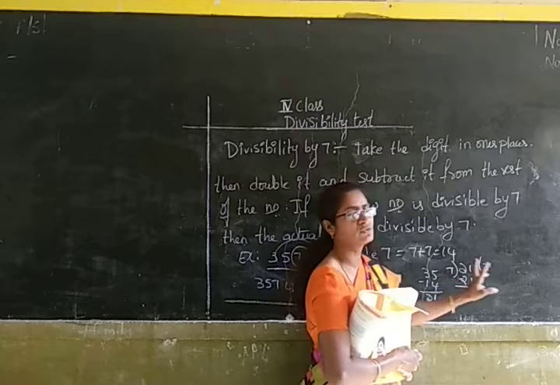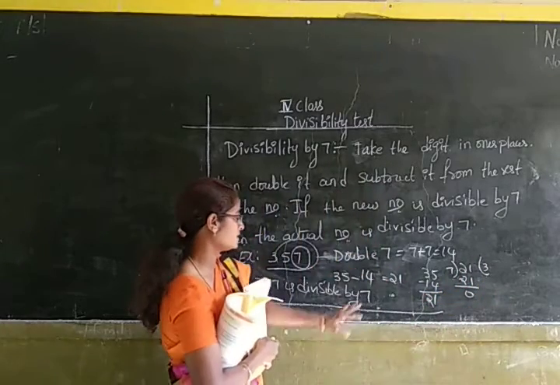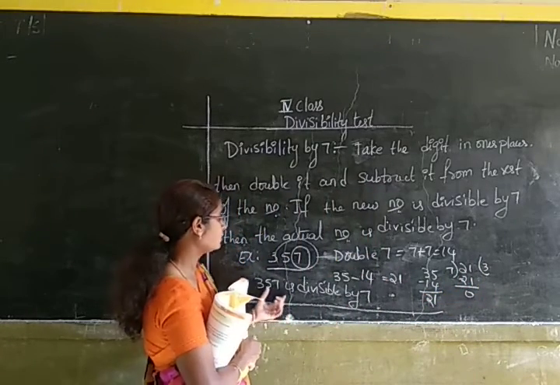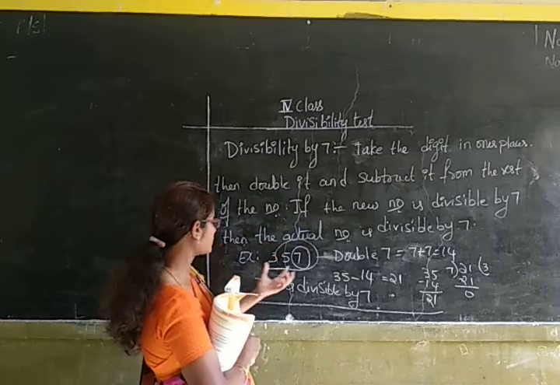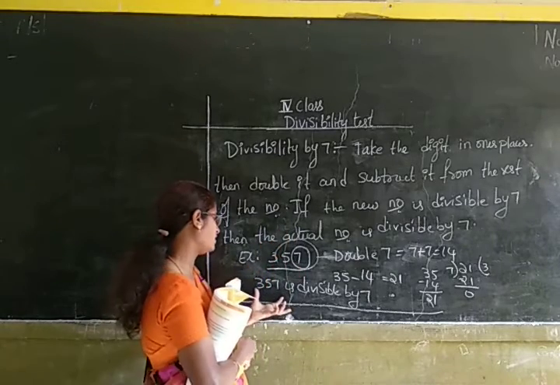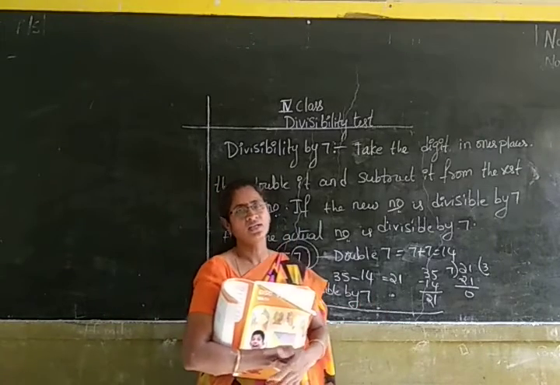So 7 goes in 21 three times. 21 is divisible by 7. So the actual number, which is the actual number? 357. So 357 is divisible by 7.